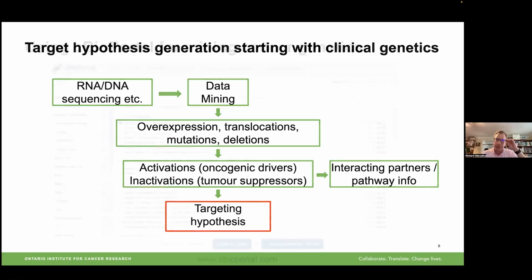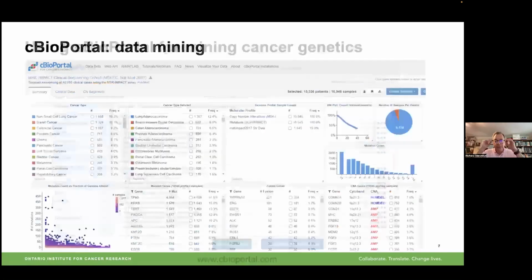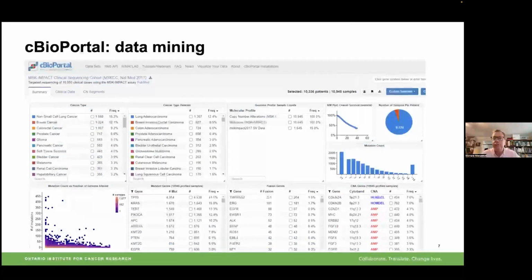So I'm going to start with an example, just using cBioPortal, which is a pretty accessible way to get into the clinical data sets from all these sequencing projects. So here I've just selected at the top the MSK-IMPACT sequencing set done at Sloan Kettering. That's almost 11,000 patients that have had a lot of targeted tumor sequencing done. So we can look and see what these patients have.